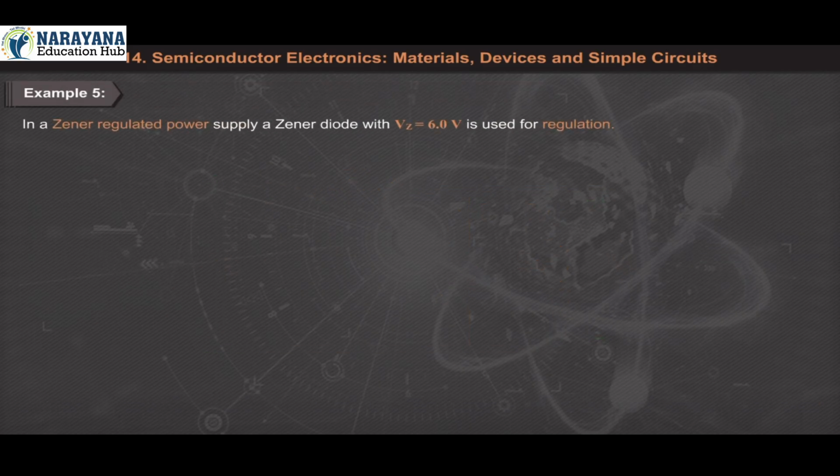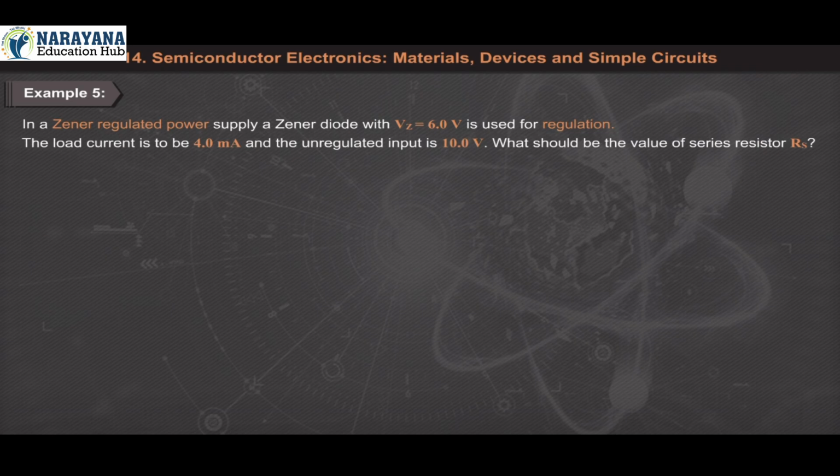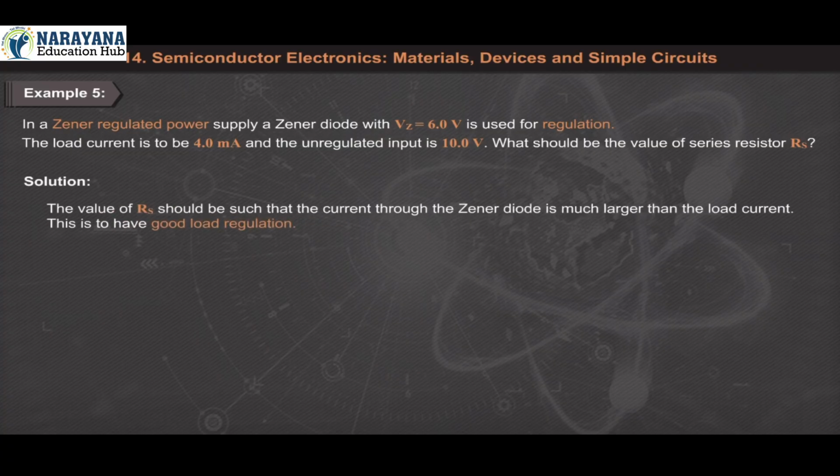Example 5. In a Zener regulated power supply, a Zener diode with Vz equal to 6.0 volt is used for regulation. The load current is to be 4.0 milliampere and the unregulated input is 10.0 volt. What should be the value of series resistor Rs? Solution. The value of Rs should be such that the current through the Zener diode is much larger than the load current. This is to have good load regulation.